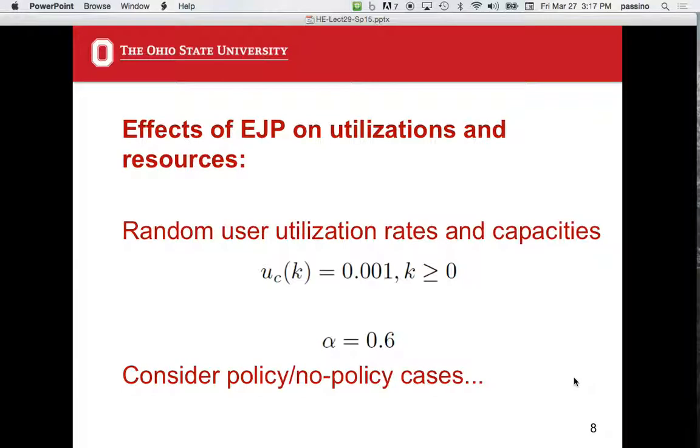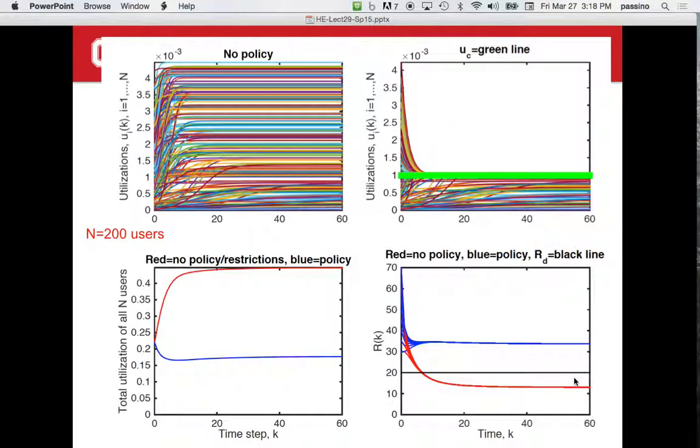And we did. I just took UC, put it at 0.01 for k greater than 0. I set alpha equals 0.6 for a 60% reduction term. And we considered the policy and no policy cases, and this is what we came out with. Remember on the top left plot, you had utilizations UI. So you look at this plot, and these curves that are down in here represent probably poor people. They're using very few resources. They're maxing out very few resources. Then there's people like us at the top there polluting like crazy, okay?